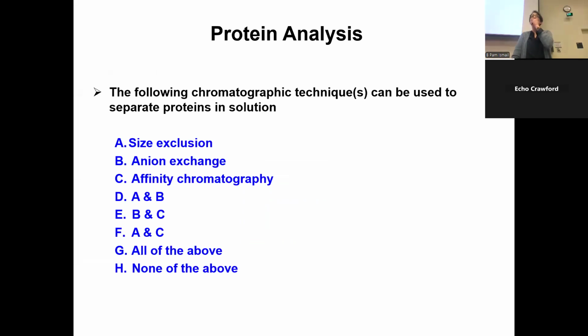Thoughts? A and C. Okay. Any other? All of the above. And more. So you can use size exclusion, anion, cation, affinity chromatography, hydrophobic interaction chromatography, reverse phase chromatography.